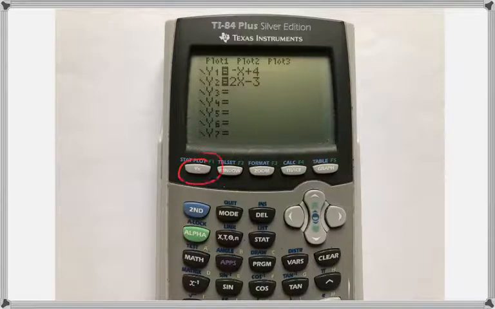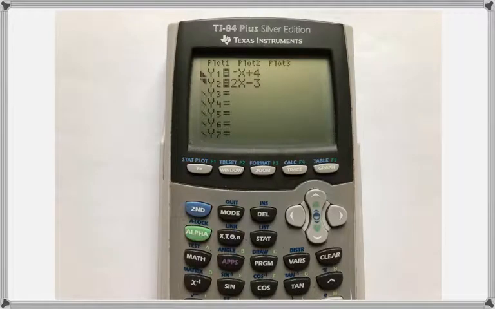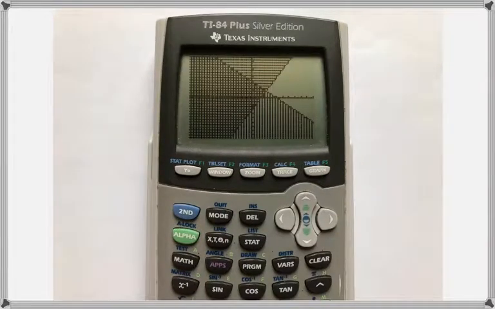So I'm going to press y equals and type in negative x plus 4 into y1 and 2x minus 3 into y2. And then I want to move the cursor all the way to the left onto the line symbols. And I want to scroll through all of the options until my y1 is a lower triangle and my y2 is an upper triangle, because I'm trying to shade below negative x plus 4 and I'm trying to shade above 2x minus 3. So then if you press graph, this is what our graph looks like.